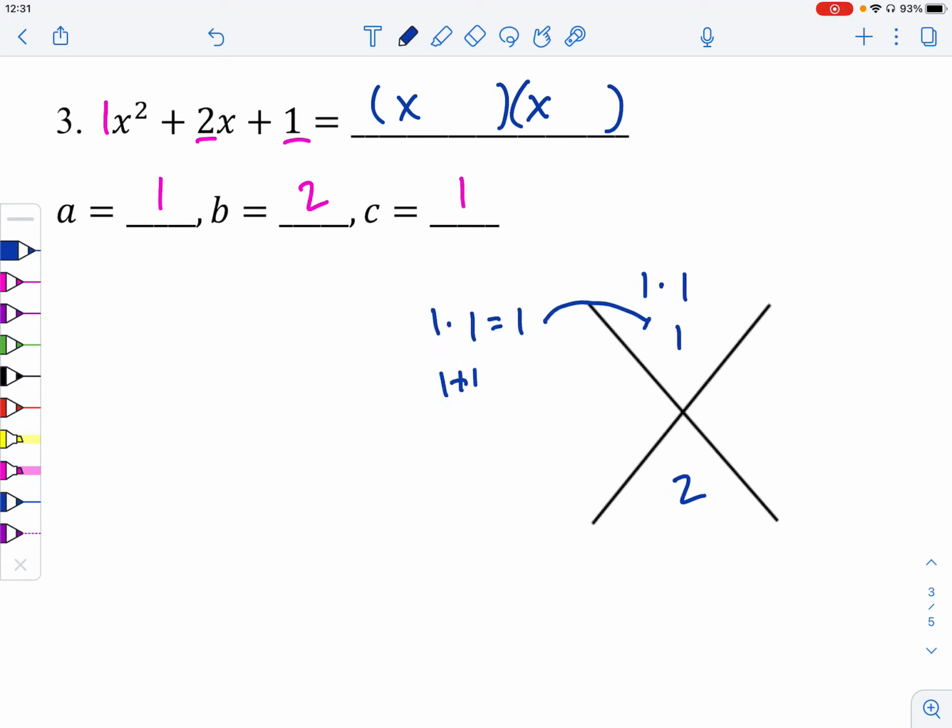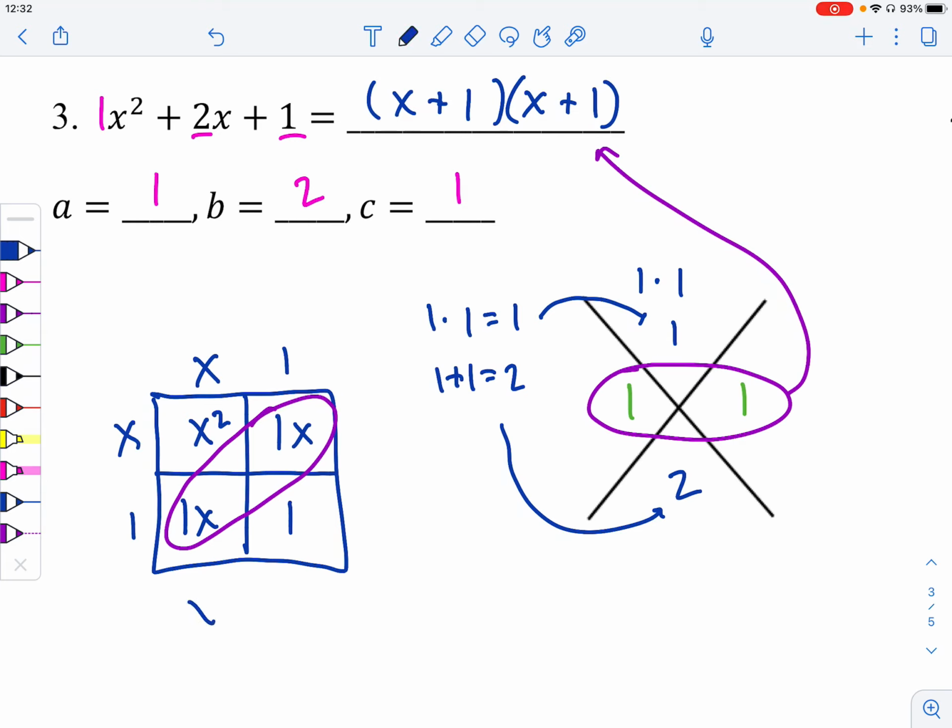And then when we check ourselves using the box method, it will always work. We did it correctly, right? X times x, x squared. X times 1, 1x. 1 times x, 1x, and then 1 times 1, 1. Our middle terms always combine. So x squared plus 1 plus 1 is 2, 2x, and then positive 1. And that's our answer. So that's what we started with. That's correct.